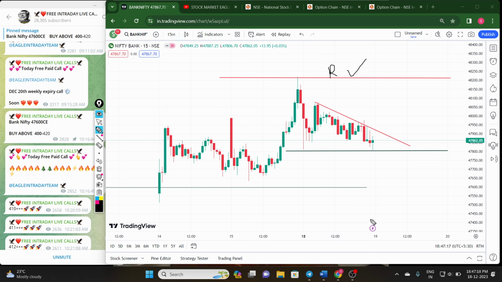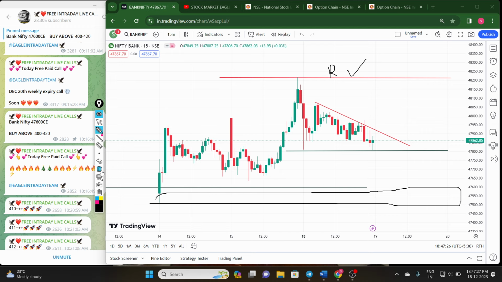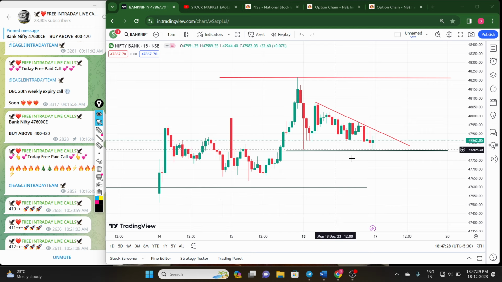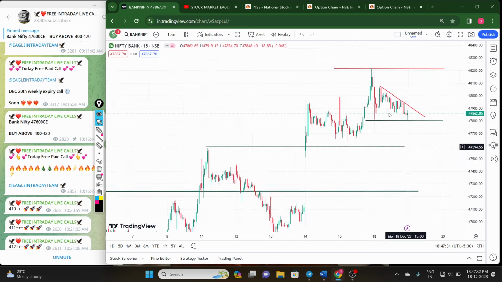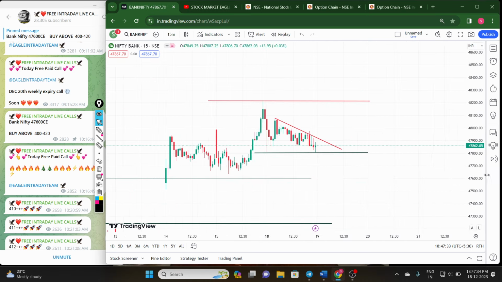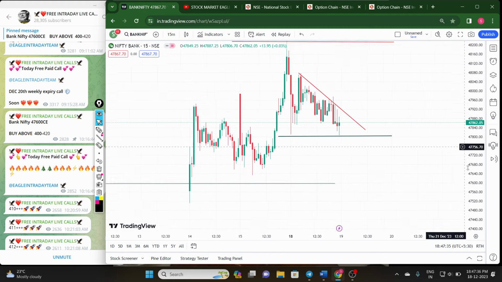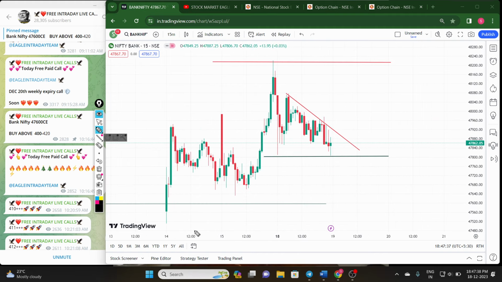Coming to the support zone, you can observe here the 47,500 zone. 47,500 to 47,600 is the zone where we can expect the price to find support. This is the zone where we saw the strong gap up open. So 47,600 to 47,500 is the support.